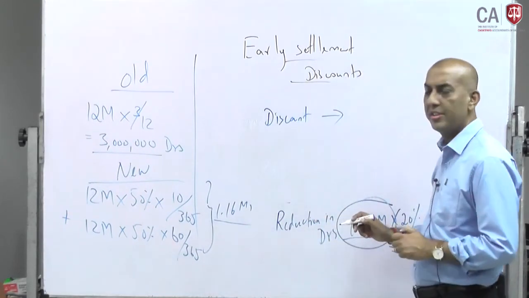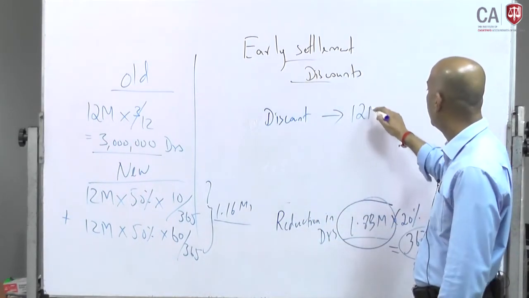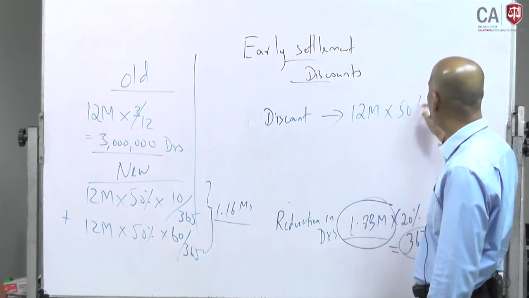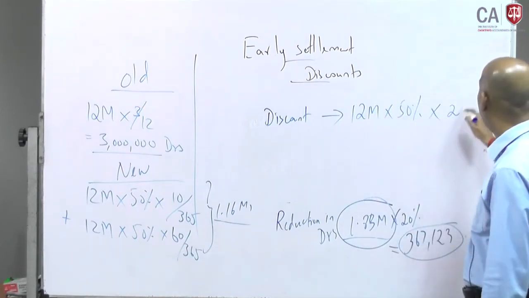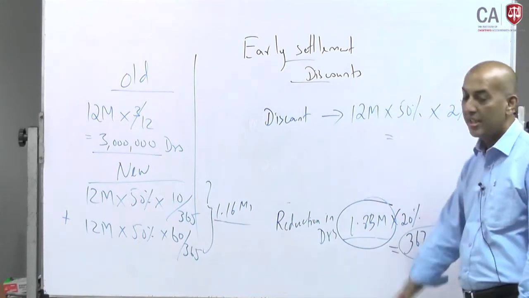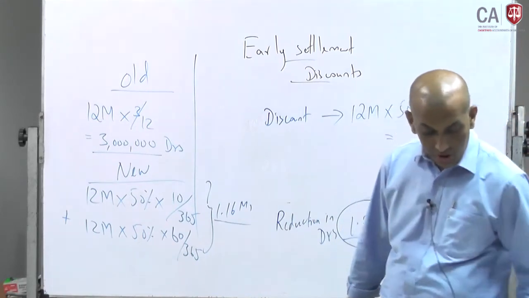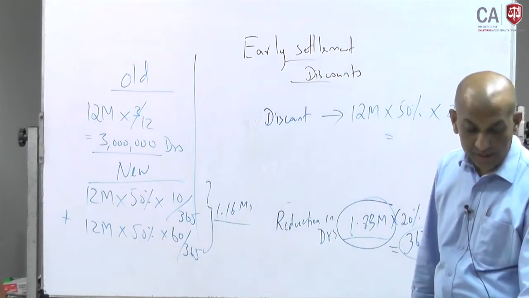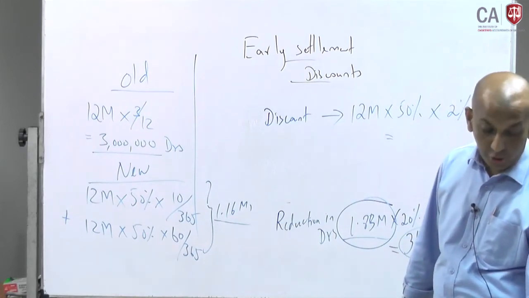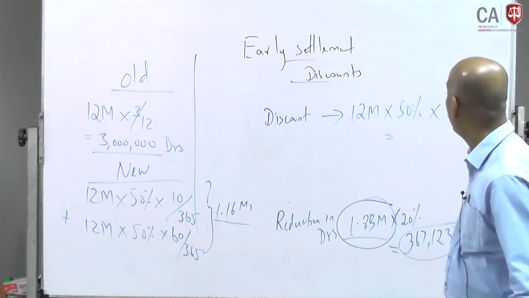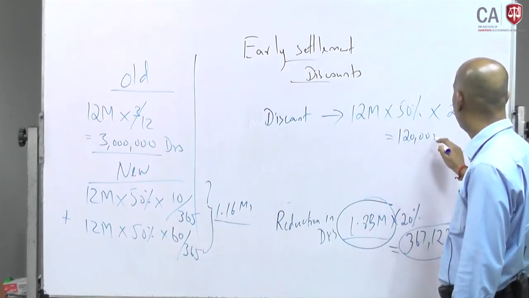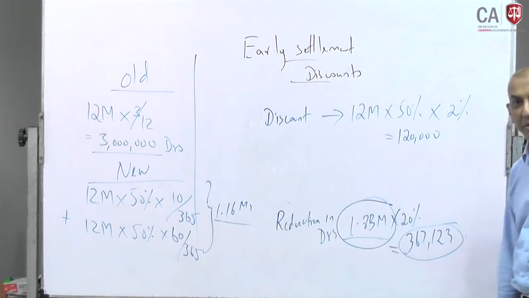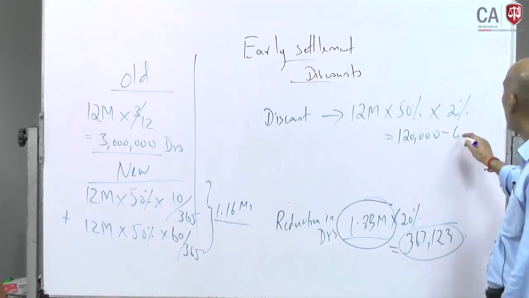Discount is the cost. 12 million sales, 50% of the customers pay within 10 days. So 2% discount for that. How much? 12 million, 50% of the sales, 2% discount you are giving, which is going to be how much? 120,000. So this is your discount cost.